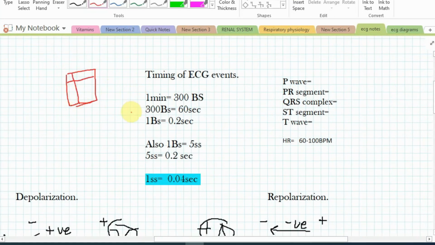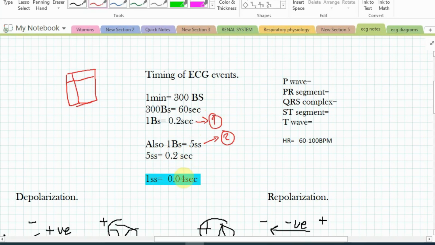This is one example in which the speed of the paper roll is such that in 1 minute, 300 big squares are covered. Mathematically, if 300 big squares equal 60 seconds, then 1 big square equals 0.2 seconds. Also, as mentioned, 1 big square is equal to 5 small squares. So if we compare the two equations, 5 small squares equal 0.2 second. In that case, 1 small square is equal to 0.04 second.